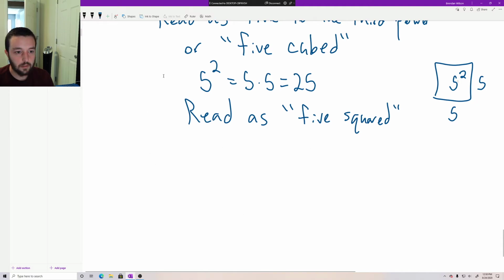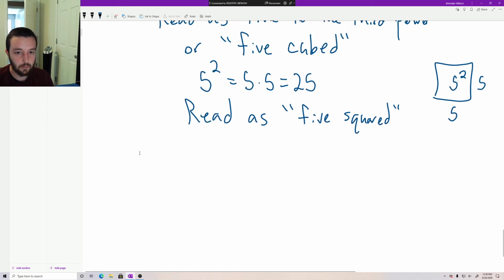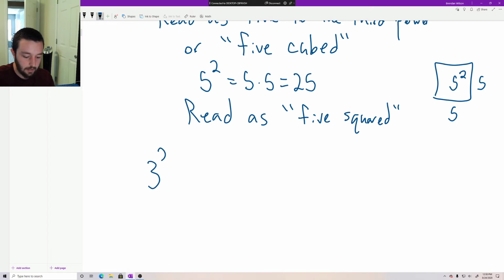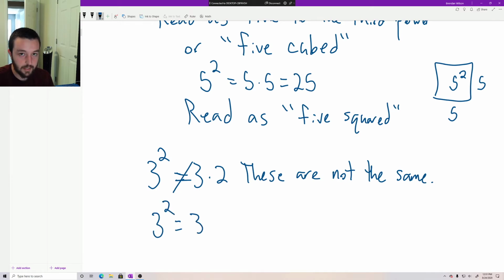So we need to be careful with the exponents. Oftentimes, when we're first learning about exponents, I see people always tempted to write this as 3 times 2, right? And this is not true. So these are not the same. Okay. 3 squared is 3 times 3, right? You're multiplying by itself. So we end up getting 9 here.